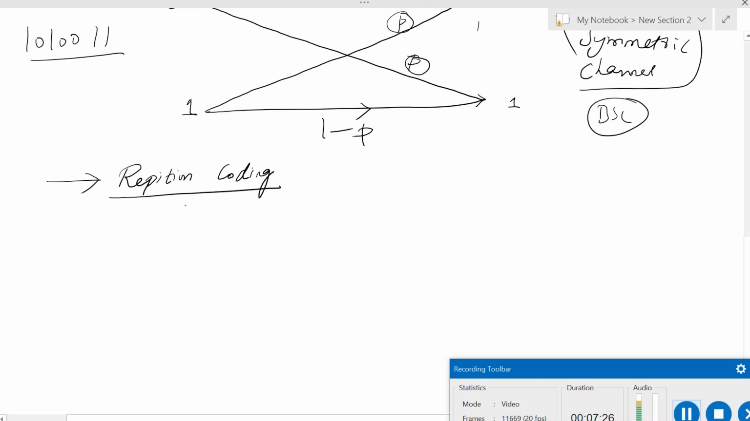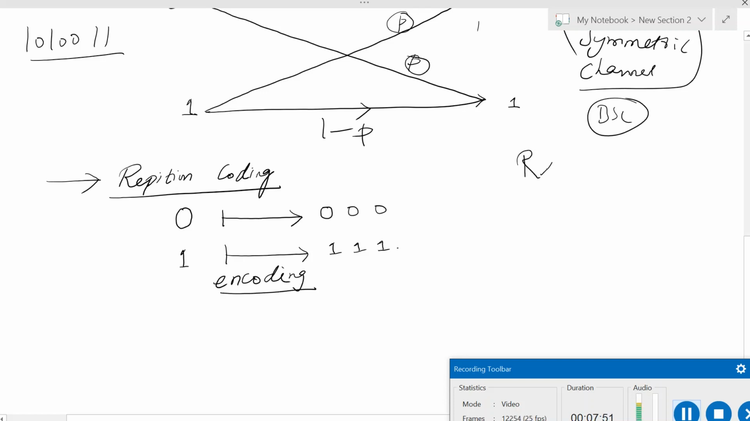Repetition encoding says that if you have to transmit 0, let's take a very simple case, don't transmit it once, transmit it 3 times: 0, 0, 0. If you have to transmit 1, don't transmit just 1, transmit 3 ones. This is the coding. It's called encoding. I have encoded.